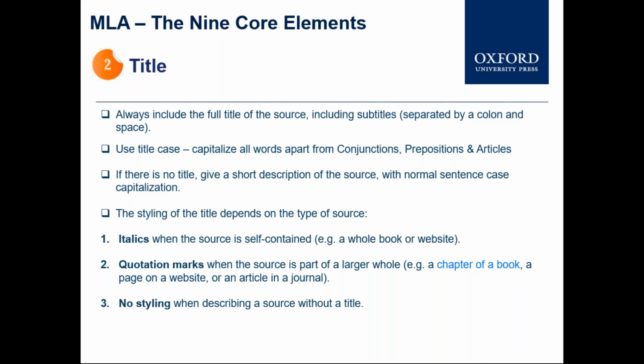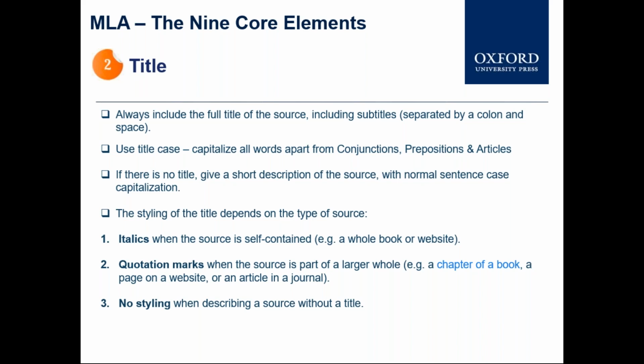So the two thought groups are joined by a conjunction, which is and. If it is a conjunction, please make sure it is lowercase. Prepositions are words like on, to, by, for, from, all of those. And articles are a and the. So when you're using title case, everything comes in capital letters apart from conjunctions, prepositions, and articles.